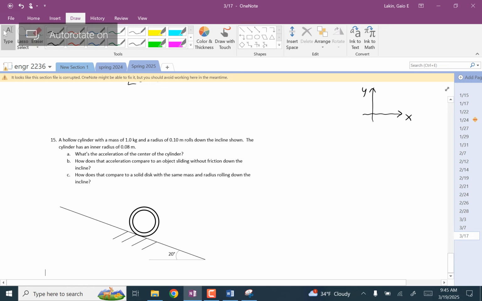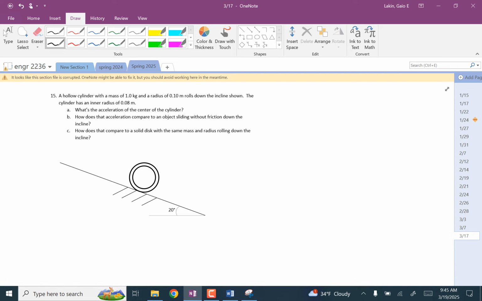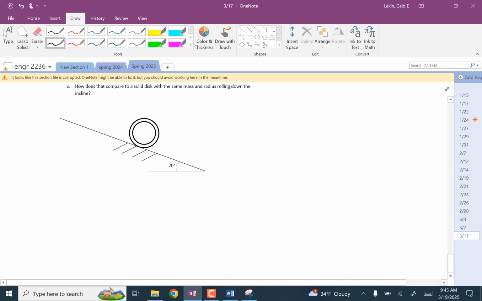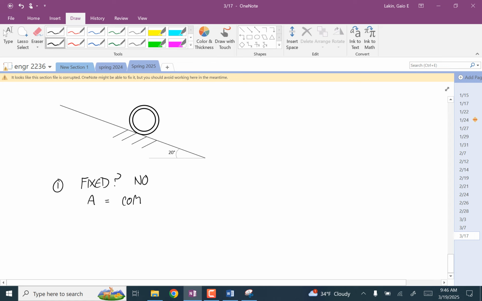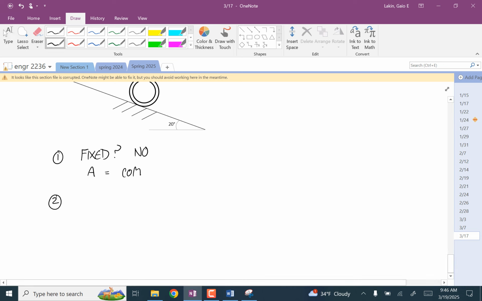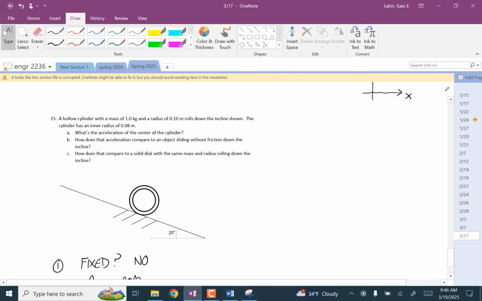Okay, so let's think through the steps. Is there a fixed point? No, there almost is, because the velocity at the contact point is 0, but the acceleration at the contact point is not 0. So there's no fixed point. So the about point is the center of mass. And now we have to think about the moment of inertia of this thing. We can think of it as the moment of inertia of the outer thing minus the moment of inertia of the inner thing.